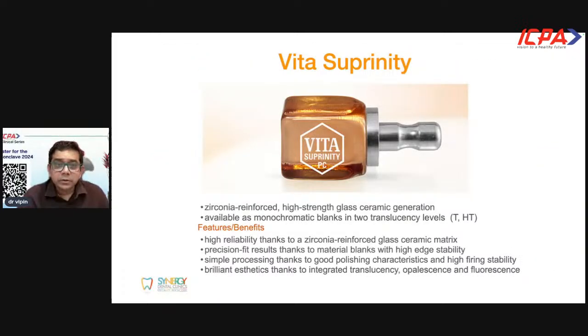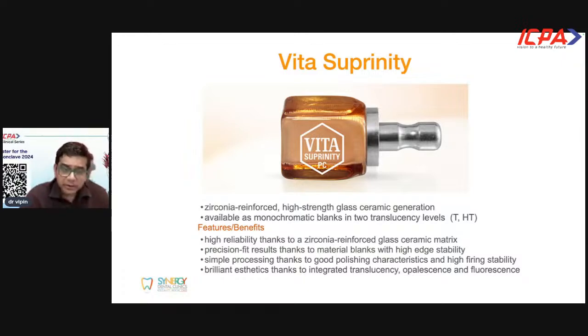right? I would like to talk about another material. Sometimes when the bite of the patient is very high, you want to use a bonded ceramic material, but you feel that Emax is slightly brittle. Then Vita gives us a beautiful product called Vita Supremity. It is again a glass ceramic which is reinforced by zirconia.